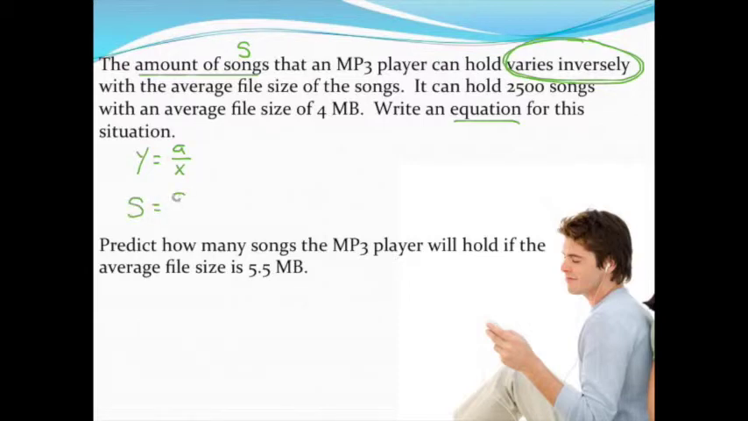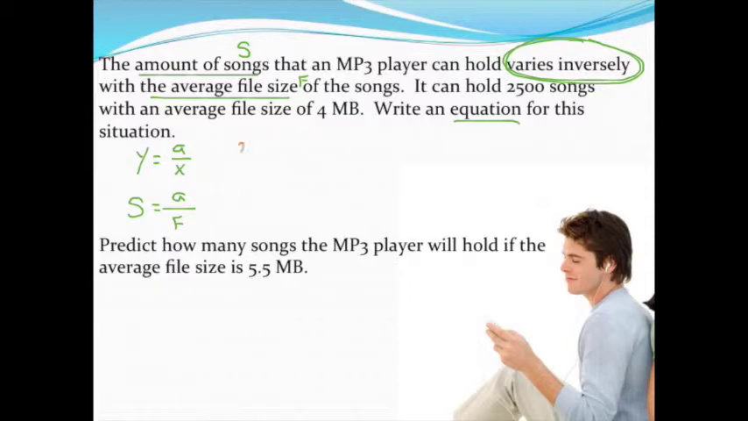A is just a because that's my constant of variation. And what it varies inversely with is the average file size. I'm going to use the variable f to represent the average file size. So rather than y equals a over x, I'm going to use s equals a over f. Now you don't have to do it that way, but I think that makes a lot more sense, especially so we can remember what our variables stand for. So just like step 1, they're going to give you some values to plug in for s and f in order to find your constant of variation.